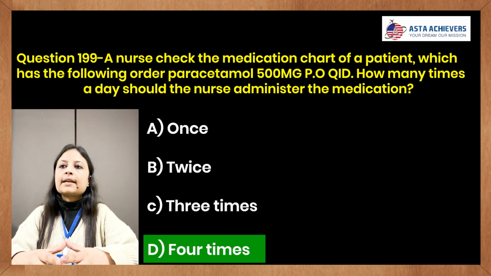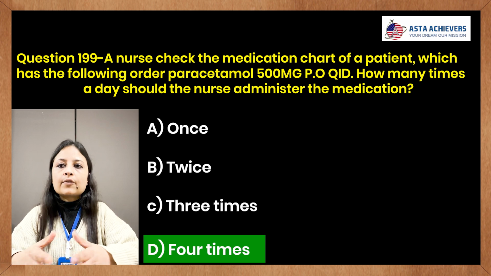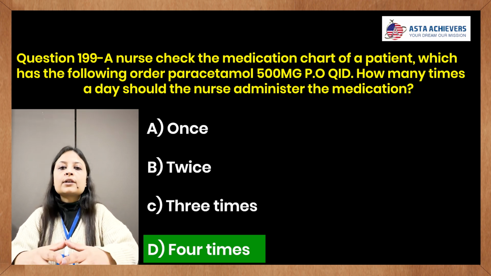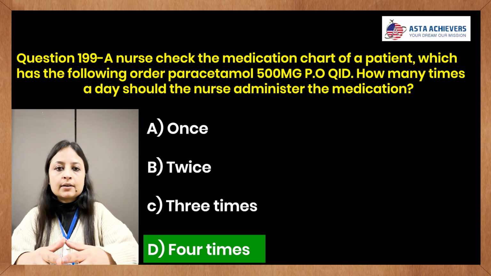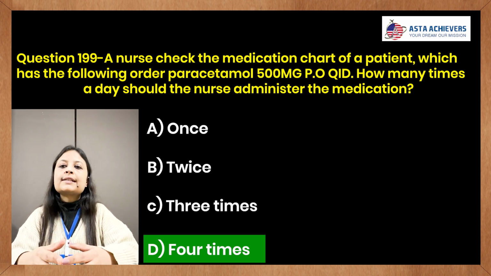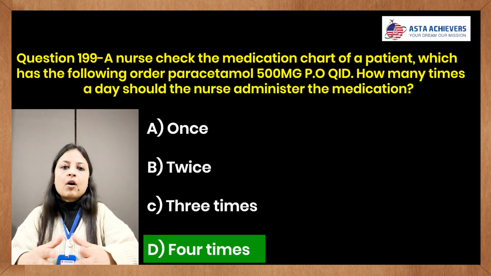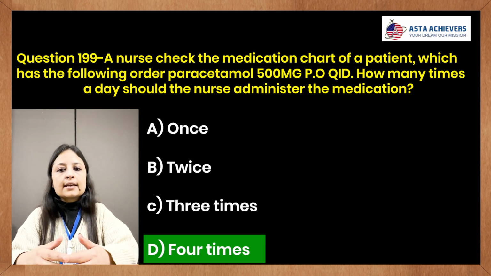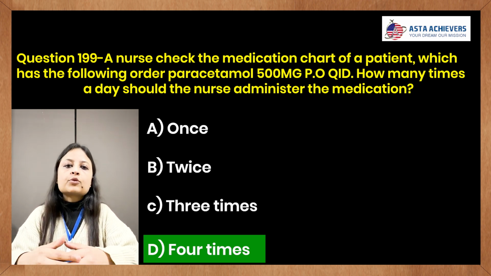Question 199. A nurse checked the medication chart of a patient which has the following order: paracetamol 500 per oral QID. So how many times a day should the nurse administer the medication? Option A, once. Option B, twice. Option C, thrice. And option D, 4 times. So option D, 4 times, is the correct option.